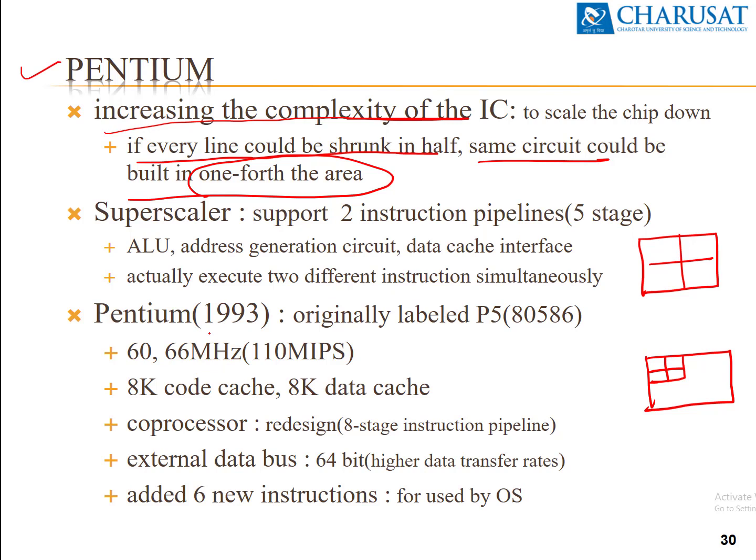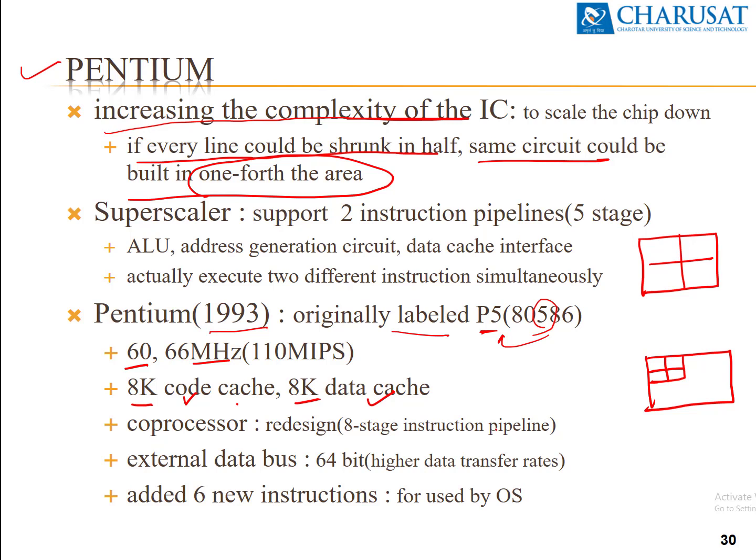Pentium was announced in 1993, originally labeled as P5 or 80586. So P indicates Pentium. The starting speed of Pentium was 66 megahertz. It supported an 8K code cache and an 8K data cache. Code cache means instruction cache; it contains only the instructions, and the data cache will contain only data or variables. That was introduced from Pentium onwards.